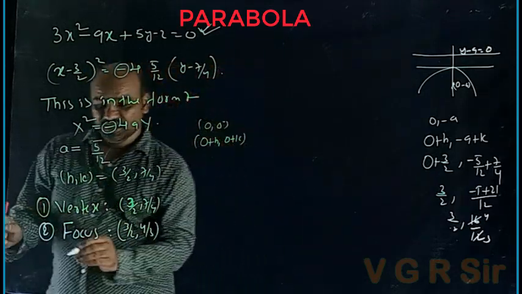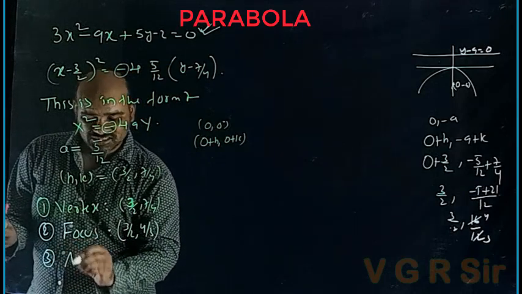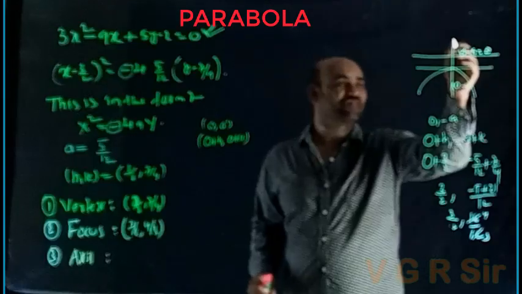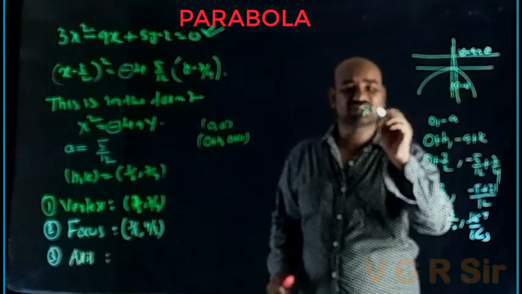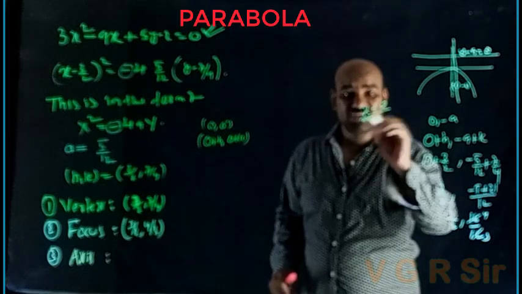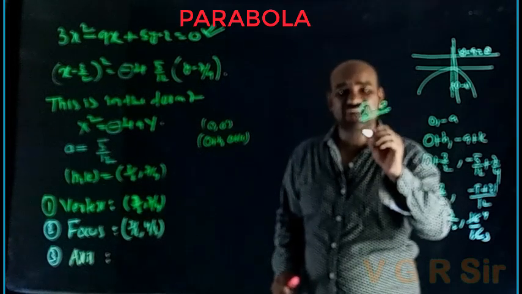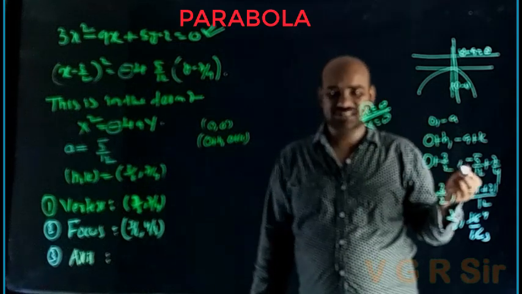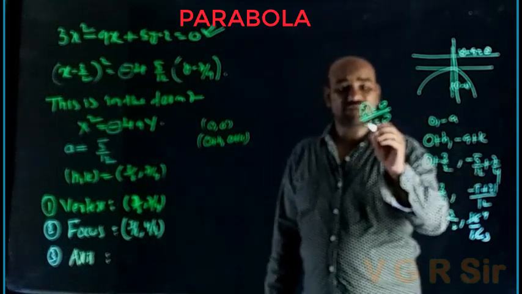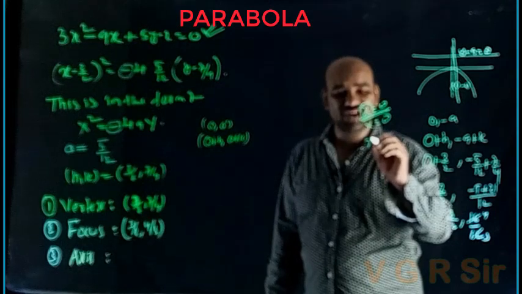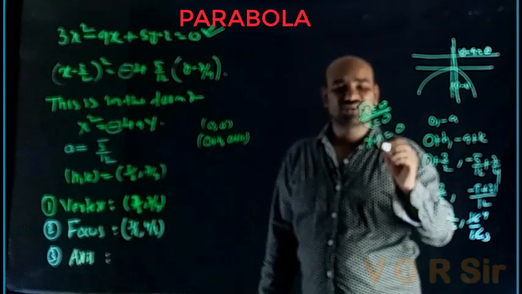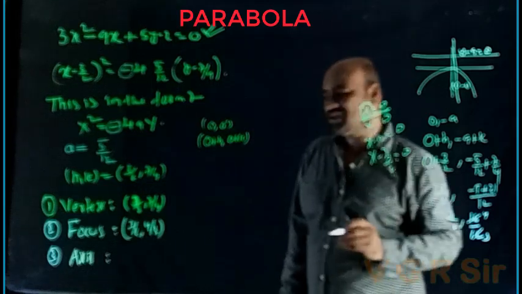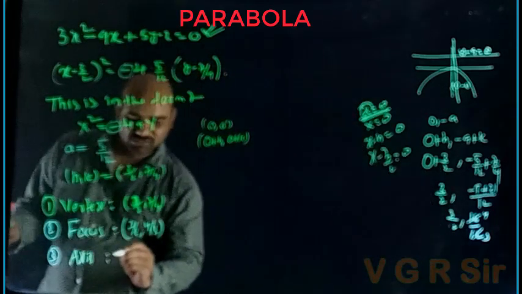Okay. Next, I want the axis. Actually, what is the axis? The y-axis, meaning x equal to 0. Small x equal to 0 is the equation of the line. Instead of small x, what should we write? Actually, this is capital X equal to 0 after translation of the axis. So capital X equal to 0. Instead of capital X, what should we write? Small x minus h equal to 0. So h means 3 by 2. That means 2x minus 3 equal to 0.